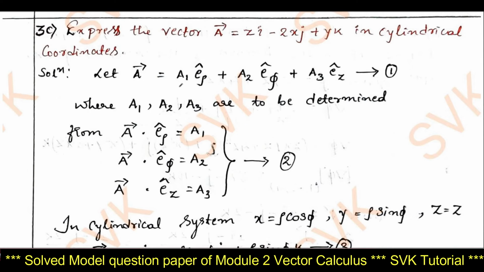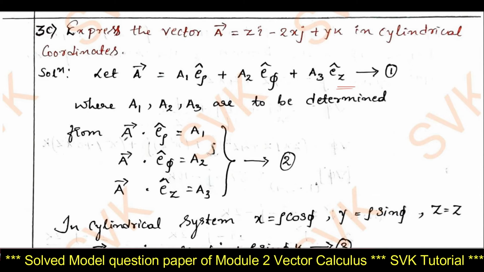Vector A is equal to A1 e rho cap plus A2 e phi cap plus A3 e z cap. I will name that as equation 1. This is what, in terms of the cylindrical coordinate system, I am expressing a vector. A vector A is denoted as A1 e rho plus A2 e phi plus A3 e z, where A1, A2, A3 are to be determined. We need to find that. Let us find out those values.